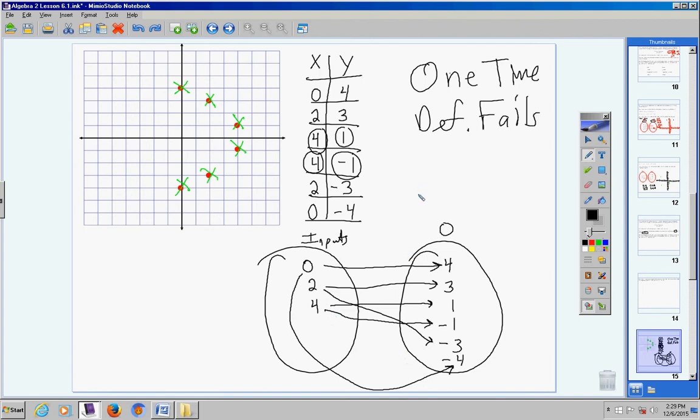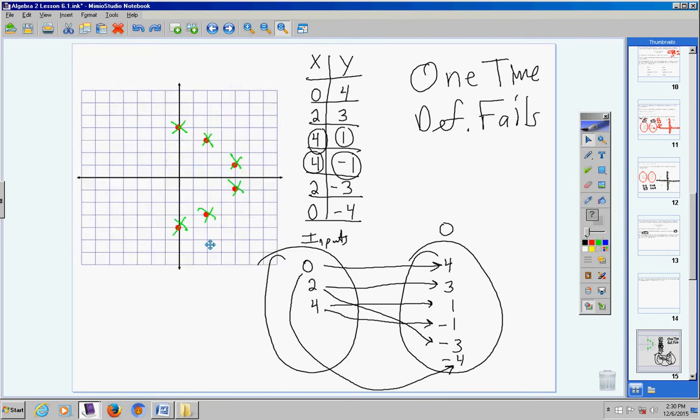Now it only has to fail one time. So if the number 2 would have had 1 arrow and the number 4 would have had 1 arrow, this is still not a function because 0 has 2 arrows coming off of it. So this input here, 0, has 2 outputs, 4 and -4. So no, this is not a function. Now, there's another way to look at this too. I'm going to show you a really cool shortcut, okay? Watch this.